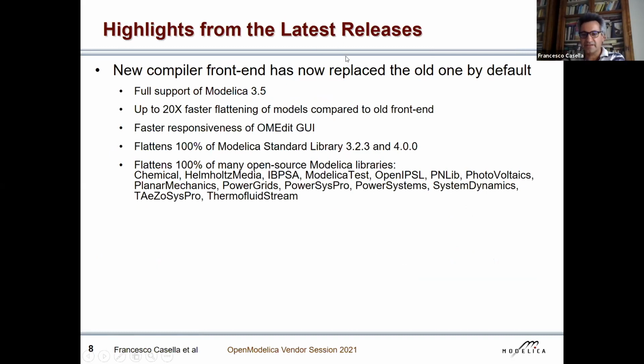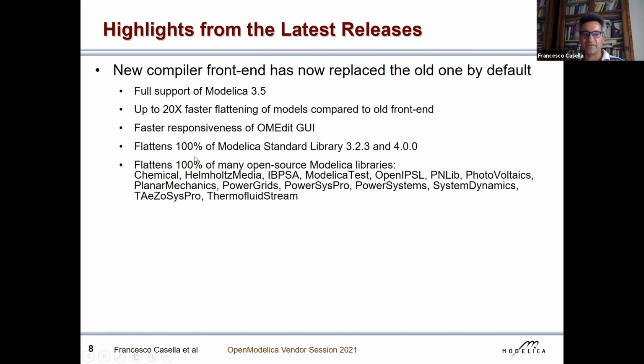Lots of interesting things have happened since, let's say, the last conference in the last couple of years. The new compiler front-end has completely replaced the old one by default. It's fully supporting Modelica 3.5 and is up to 20 times faster at flattening the models compared to the old one. This also helps getting OMEdit to work much faster than before, because OMEdit relies on the compiler to get all the information about the models.